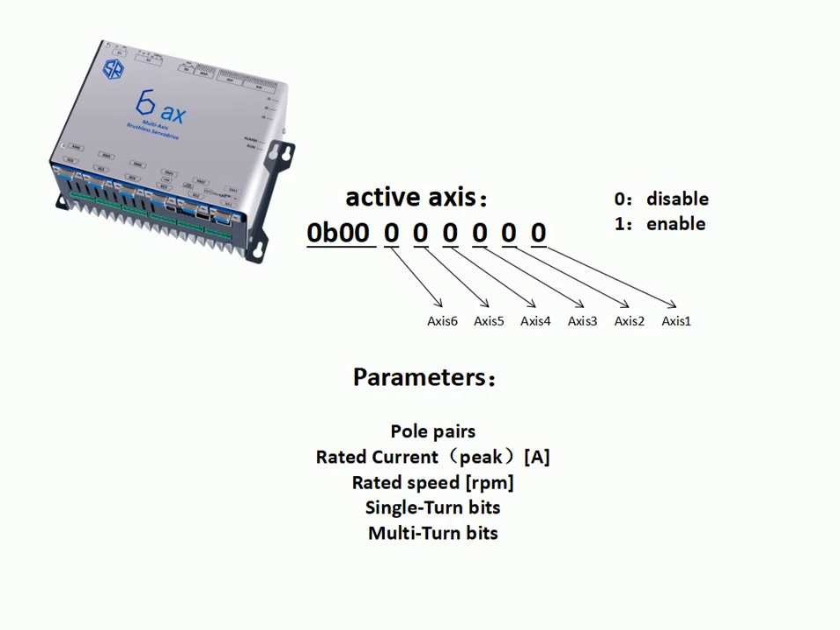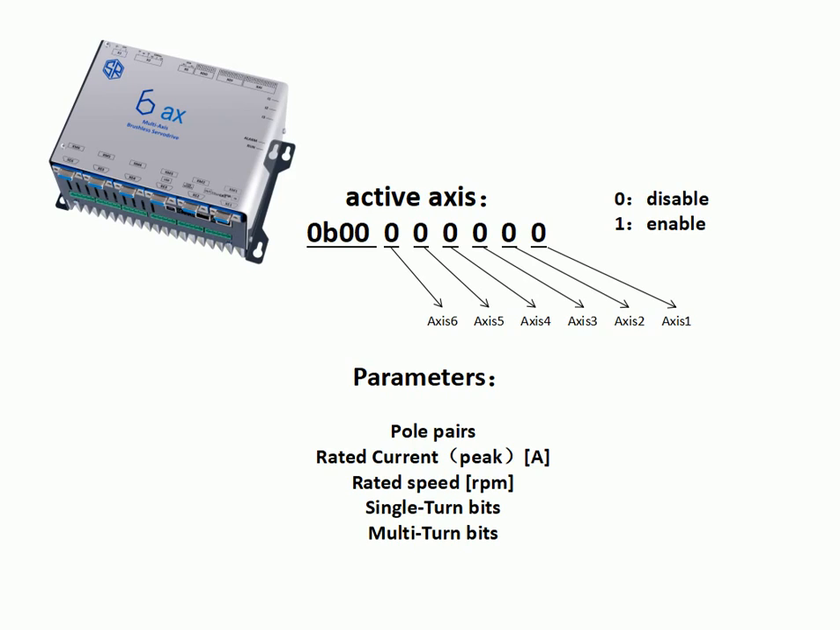First, activation of access. See the picture on the screen, 0B, 00, 00, 000, and 0, that long row of zeros. 0B, 00 is a fixed number. The 6 zeros after correspond to each and every axis on the servo drive. Number 0 stands for disable, number 1 stands for enable. When you want to activate a certain axis, the only thing you have to do is to change 0 into 1.